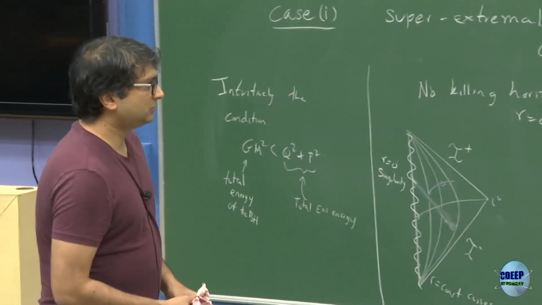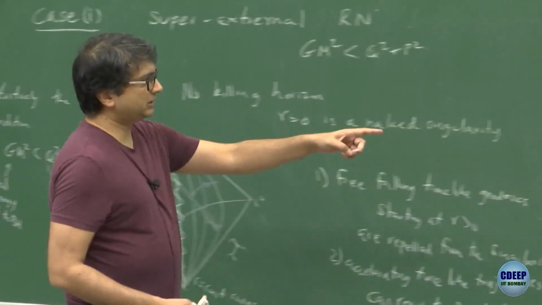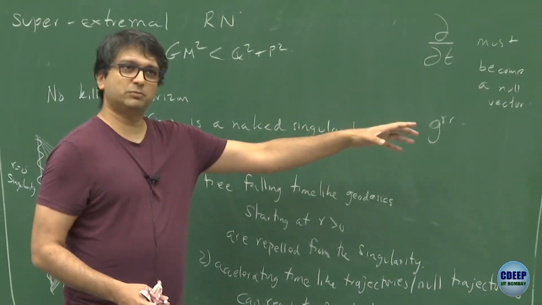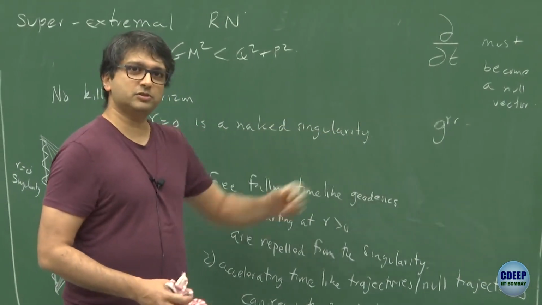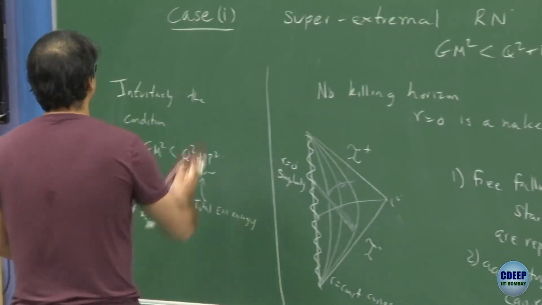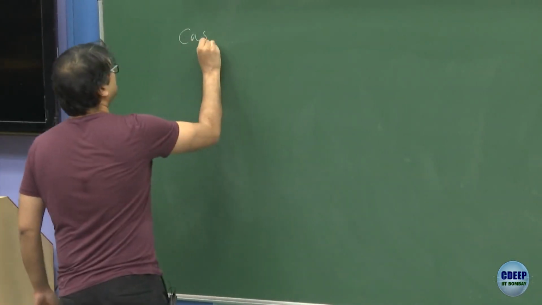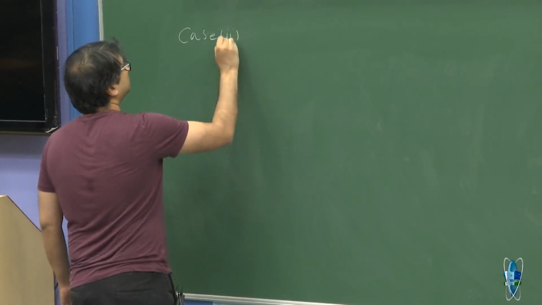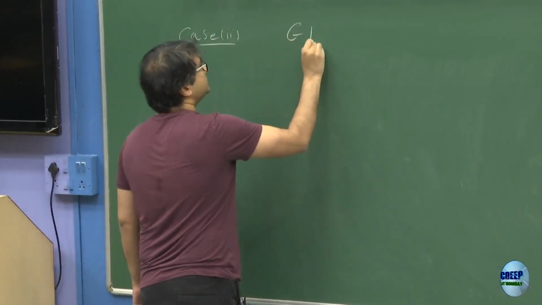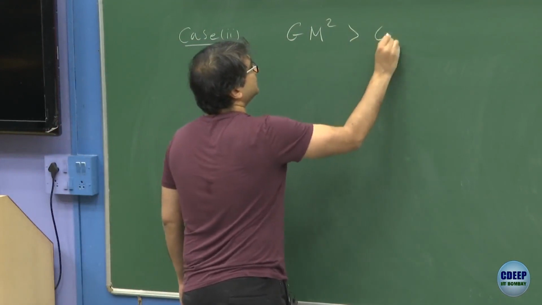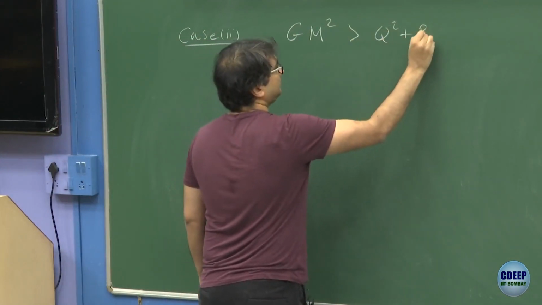Okay, so now let's come to the actually more interesting case. Before we go to case two, let's jump to case three, which is more generic, where you have two solutions, rather than just one solution. So case two is GM square greater than Q square plus P square.